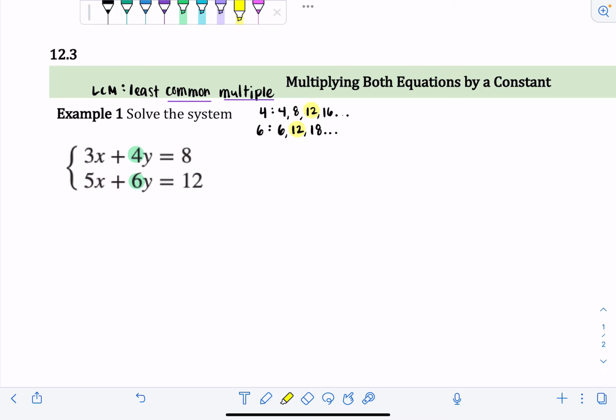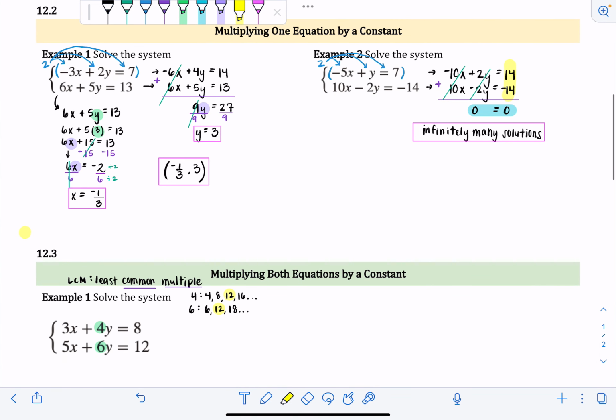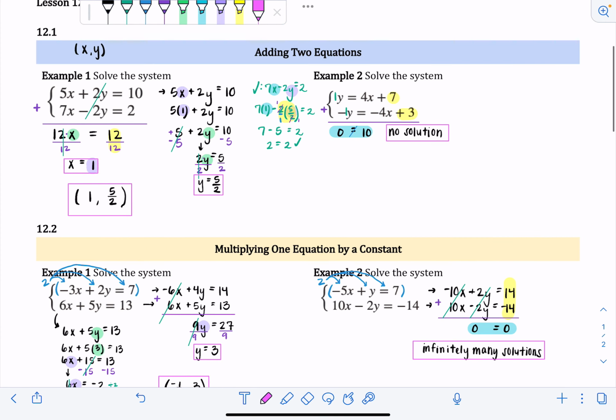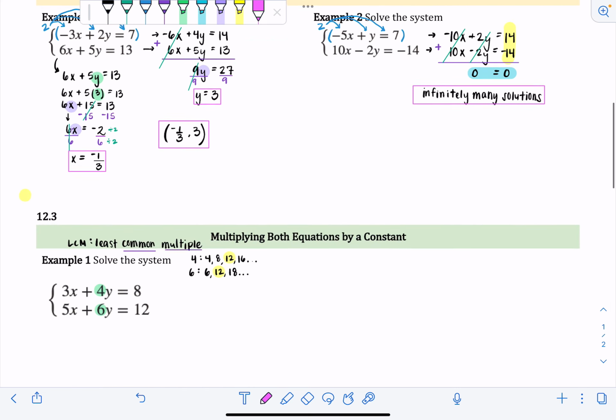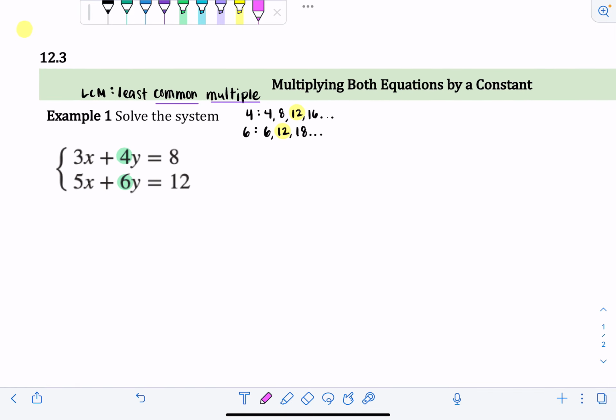The only other thing that we need to consider is that in every other problem that we've done up to this point, the coefficients have had the same number, but they've been different signs. So like this was a negative 6x, this was a positive 6x. This was up here, a positive 2y and a negative 2y. We always want that to be the case. There is a different way where if they're the same sign, you can subtract, but it's a little bit easier to make mistakes that way, so we're just going to stick with keeping the opposite signs.